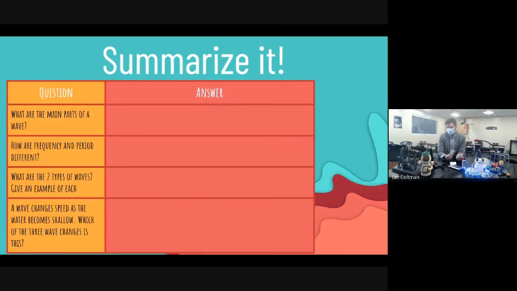Good job. How are frequency and period different? Or what are frequency and period? You could have described them and it would have shown up. Okay, Nolani says frequency is how many waves go past in 1 second, and period is how long it takes for one wave to pass. Perfect.